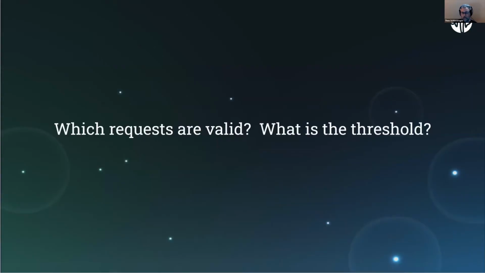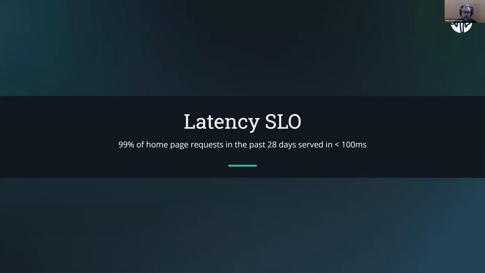If you look at that, there are some obvious questions: which requests do I count? Over what periods of time do I count them? What is that magical threshold that's too slow? So I'll give you an example of one, but quickly, to talk about an SLI and an SLO, there are competing definitions of what these things mean, but generally they're in the same vein.